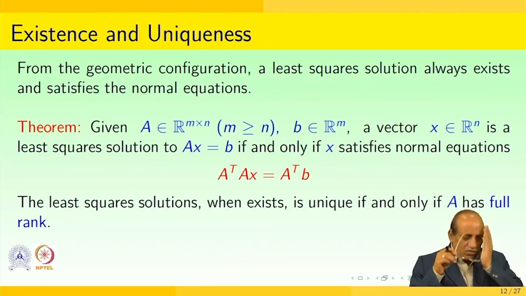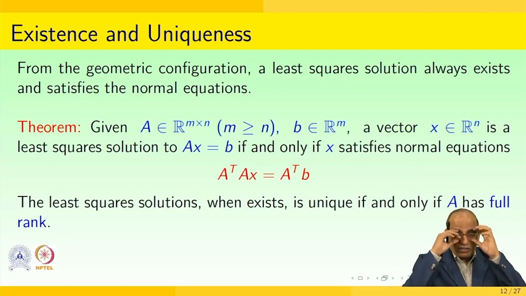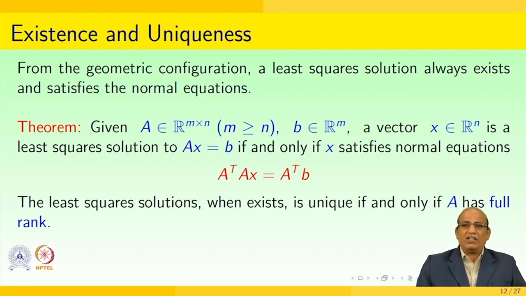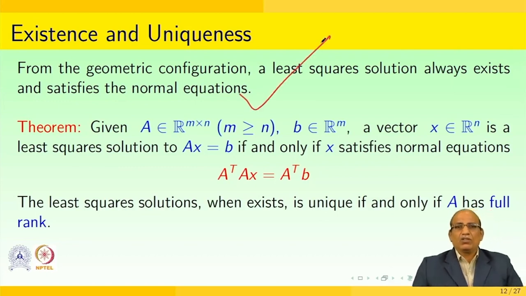Now, in continuation to that, we would also look at what we call existence and uniqueness of the least square solution. From the geometric configuration, a least square solution always exists and satisfies the normal equation. So, that means this is clear. From the geometric configuration, a least square solution always exists and satisfies the normal equation, right?